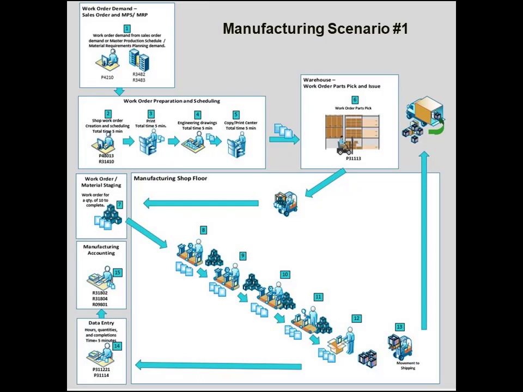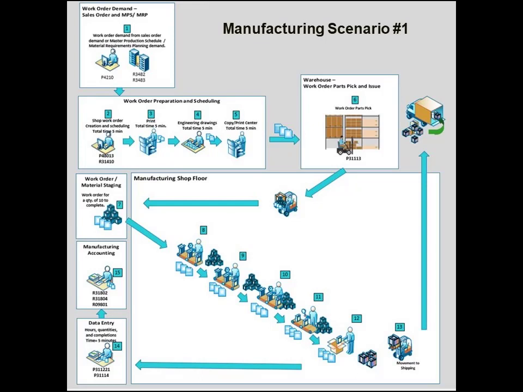The top left box, Step 1, is the demand. This is where it all starts. This could be based on a customer sales order, production plan, or other. Demand is processed through the Material Requirements Planning System. The output of the MRP will be the work order requirements, along with the purchasing requirements.